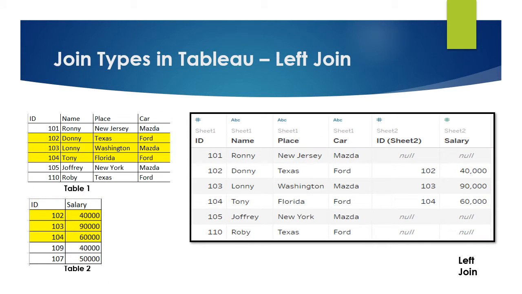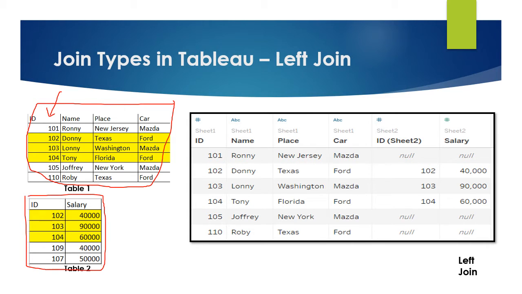In this lecture, as we discussed before, the common field between these two tables is the ID field. If we were to create a left join on these two tables based on the ID field, what we're going to see is all the data from the left table combined with the data from the right. As you can see, we have 101 to 110 shown. So when we pull these two tables into Tableau and create a left join, we will see something like this.